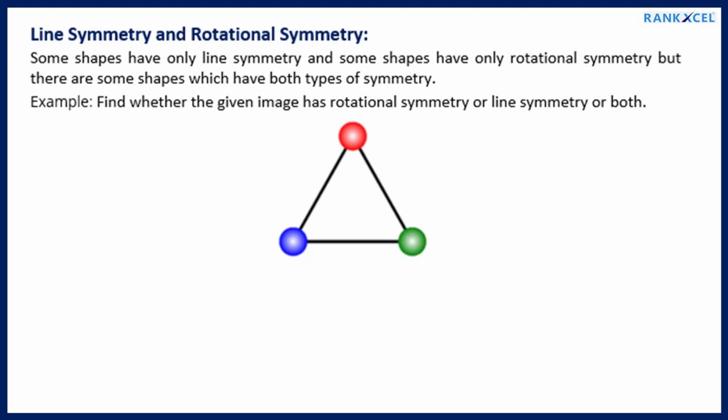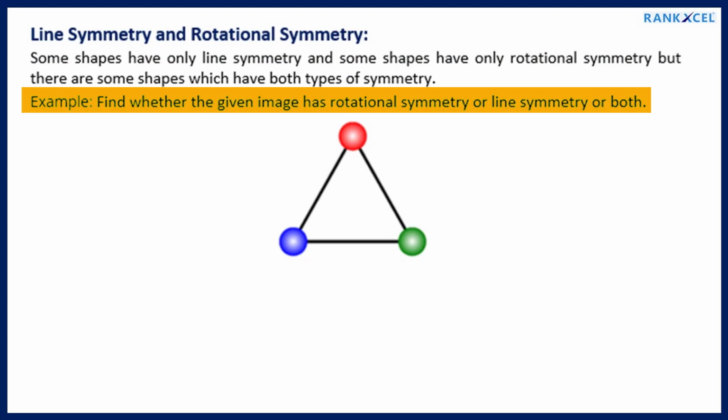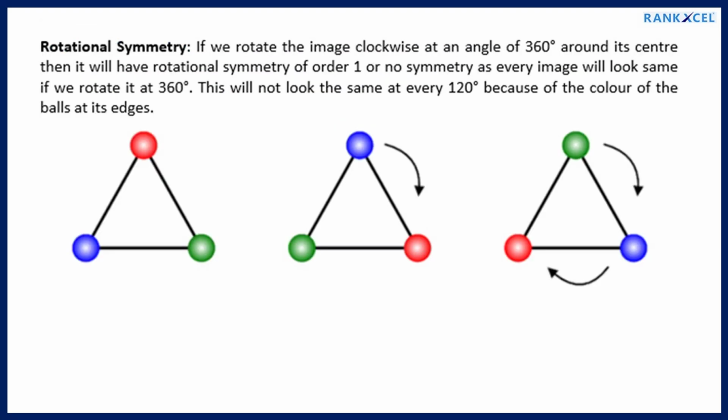Line symmetry and rotational symmetry. Some shapes have only line symmetry and some shapes have only rotational symmetry, but there are some shapes which have both types of symmetry. Example: find whether the given image has rotational symmetry or line symmetry or both.